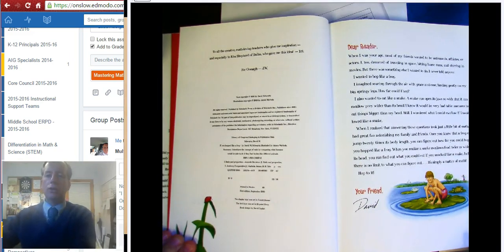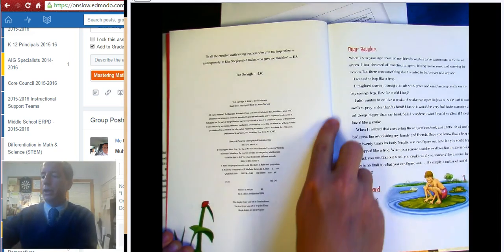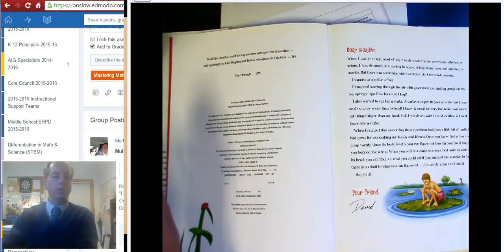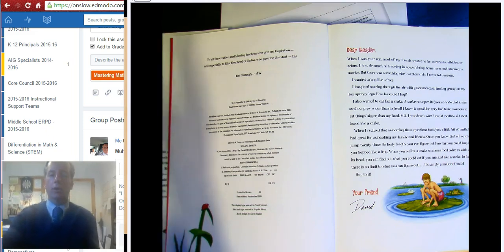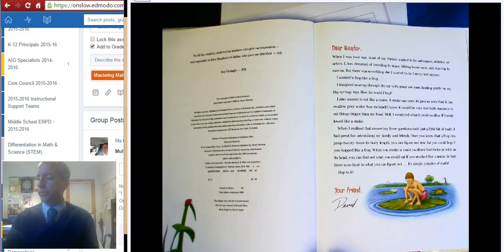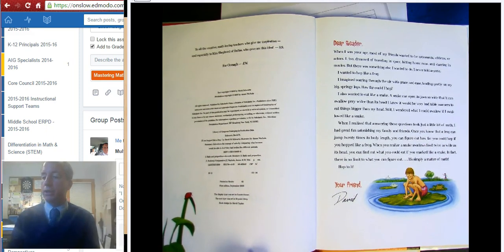And there's an interesting intro into the story that is, if you are going to create the what animal would you like to be with your kids, I would definitely encourage you to read the intro that David Schwartz provides here. And he says, "When I was your age, most of my friends wanted to be astronauts or athletes or actors. I too dreamed of traveling in space, hitting home runs and starring in movies. But there was something else I wanted to do, and I never told anybody. I wanted to hop like a frog."